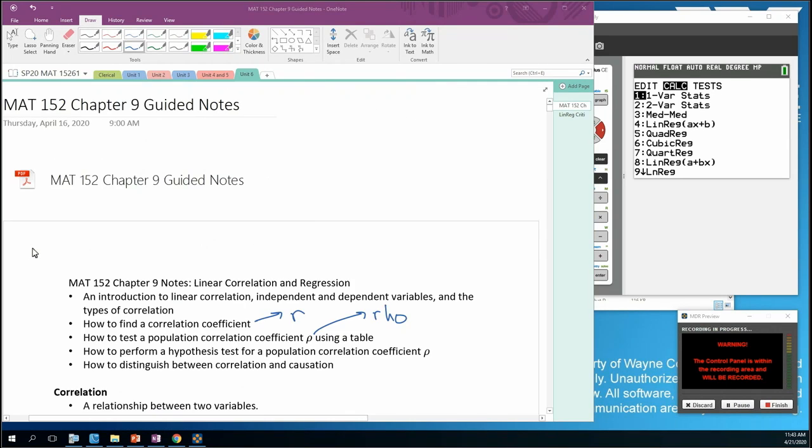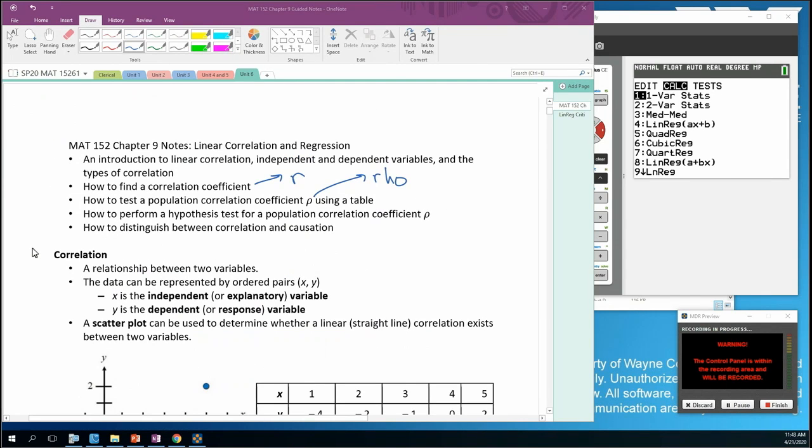Hello and welcome to my video on linear correlation and regression. What you're going to learn here is how to do correlation, how to find the coefficient r, how to perform a correlation, how to do a hypothesis test, and distinguish between correlation and causation. Now this P, what looks to be a P, is really a rho, Greek letter rho.